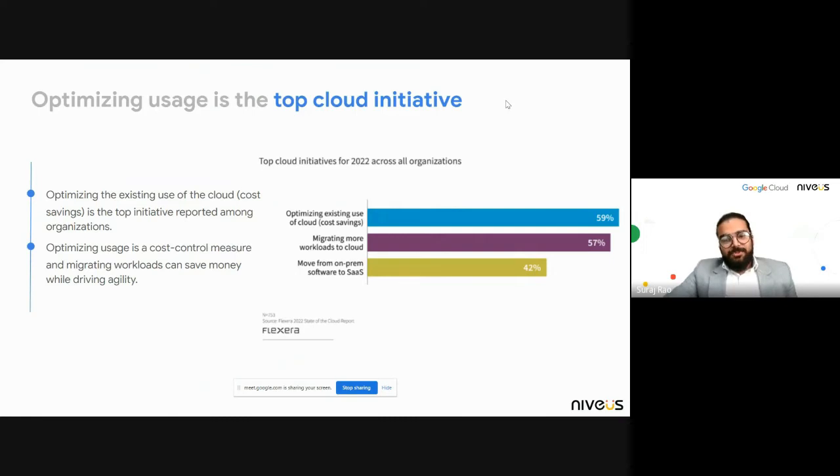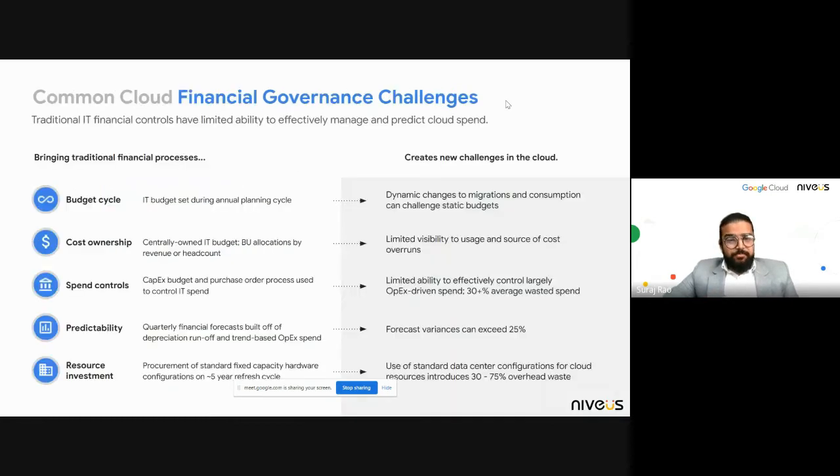So we understand that most organizations would like to migrate more and more workloads to the cloud. They want to shift from on-prem software to SaaS solutions. This could be a parallel journey, but the optimization of existing cloud use still remains the top initiative among industries across the globe. So we understand how the cloud is evolving, where we are in terms of cloud expenses, and how the wastage of these expenses is growing day by day.